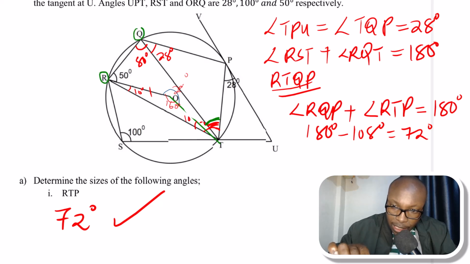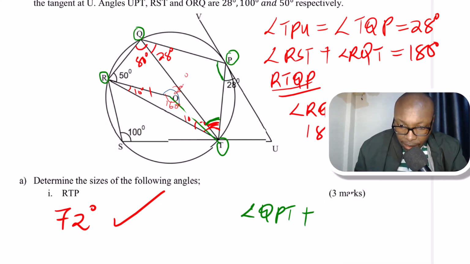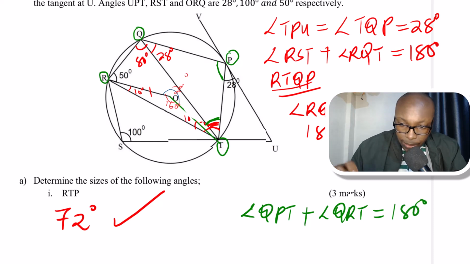Again, I would like you to look at this quadrilateral, RQPT. That is another cyclic quadrilateral, and the two opposite angles are supposed to add up to 180. So this angle, I'll indicate it here. Angle QPT plus the other angle, QRT, should give 180.